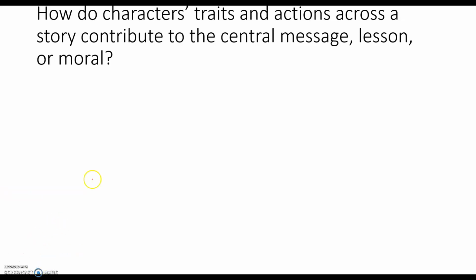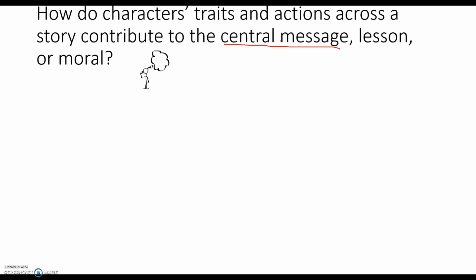Your lesson essential question is, how do characters, traits, and actions across a story contribute to the central message, lesson, or moral? So we are looking at central message again. And today we're going to be talking about how the characters' traits and actions contribute to the central message. So yesterday we read a story and we identified a central message. Today we'll be talking about how what's going on with the characters helps us and helps contribute or take part in what we're learning from the story.